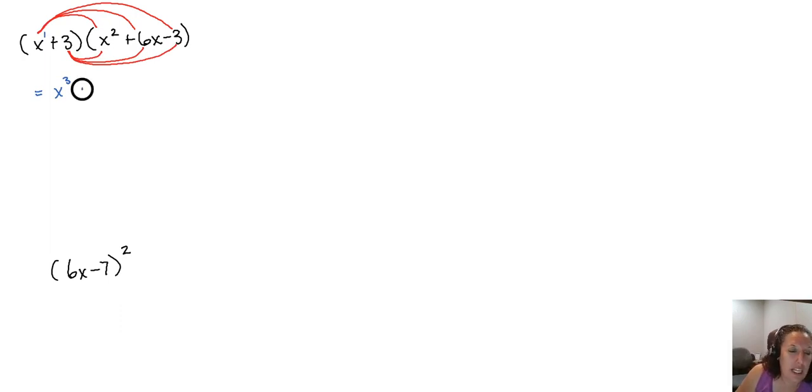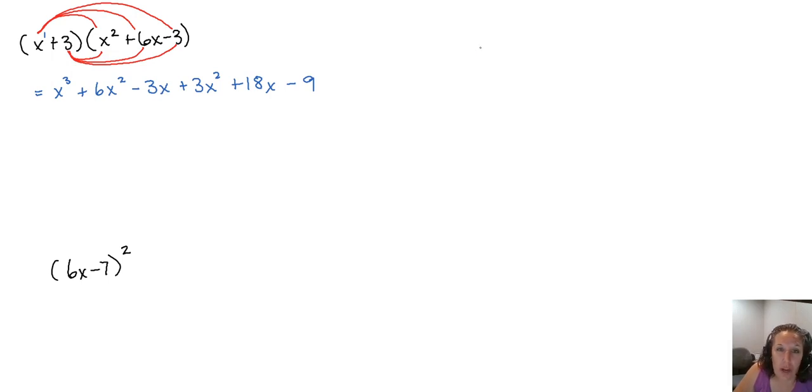And then x times 6x gives us 6x squared. And x times negative 3 is negative 3x. That's what we get from our top part of our rainbow. And then on the bottom, we get 3x squared, 3 times x squared. 3 times 6x is going to be 18x, and 3 times negative 3 is going to be negative 9. And so if you have parentheses that only have 2 terms, this method works great. Just do a rainbow across the top for your first one and a rainbow across the bottom for your second one. Gets a little complicated when you have something like a 3 by 3.